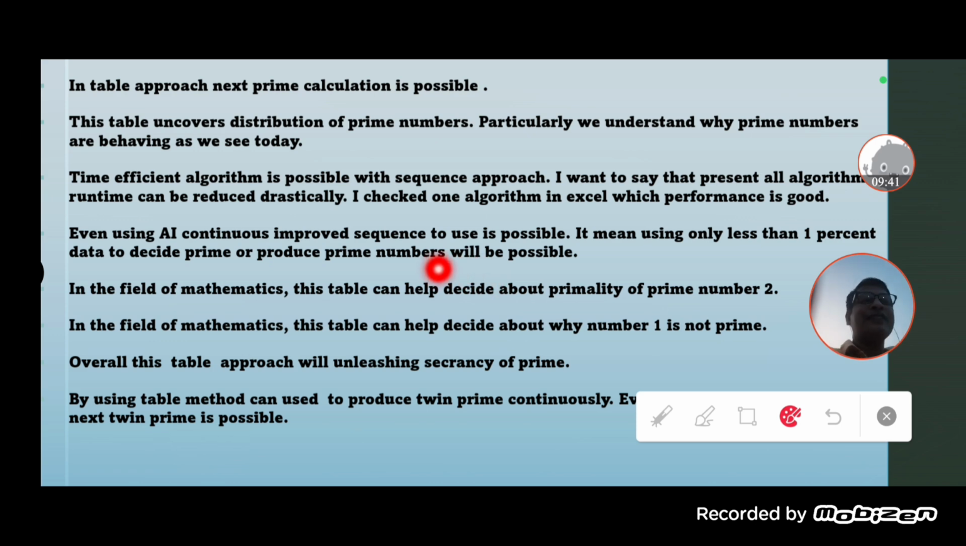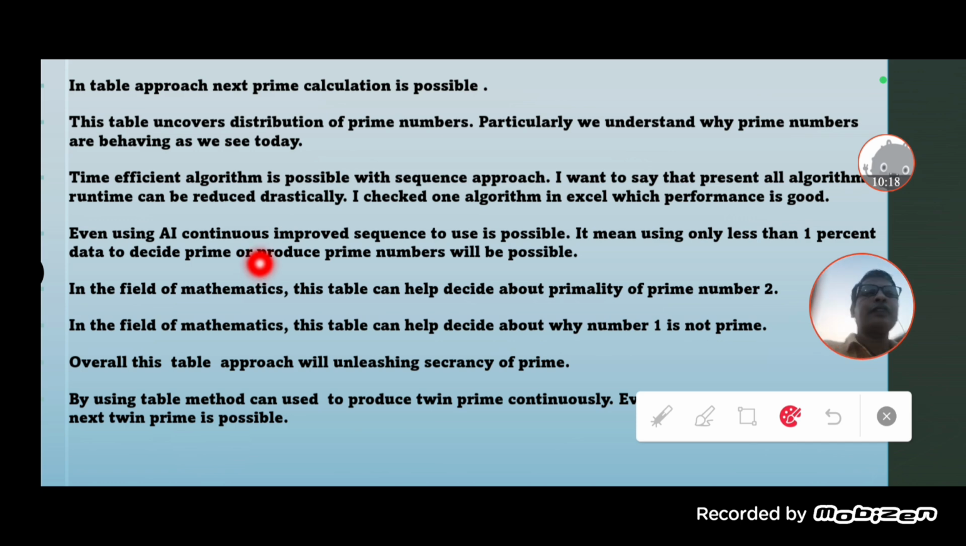What is the meaning of this? Suppose we want to produce the prime numbers up to 1 lakh, then just using 1% of the 1 lakh data we are able to produce all the prime numbers up to 1 lakh. Suppose we want to produce the primes up to 1 billion, then just 1% of the 1 billion data is analyzed to produce the prime numbers. So this is the capability of the insight from this table.